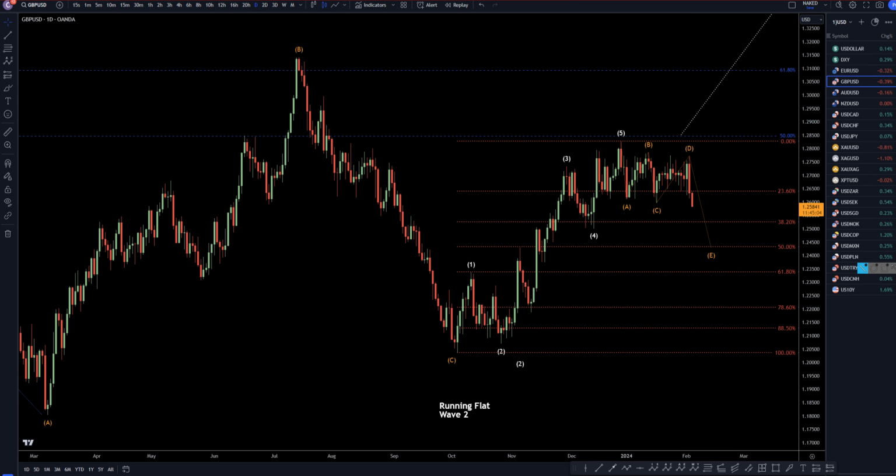Daily time frame, definitely nice move to the downside. Non-farm payroll is a very, very good setup. I'm definitely still holding my dollar trades from non-farm payroll, and those are going very, very nicely.